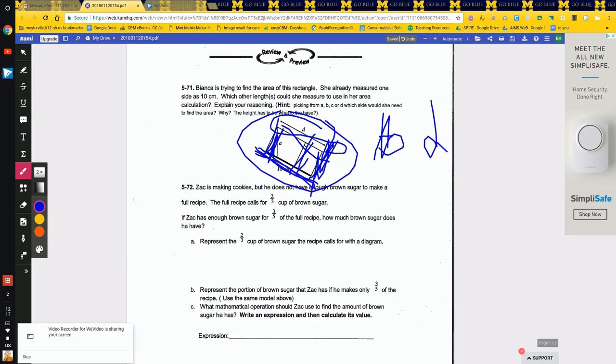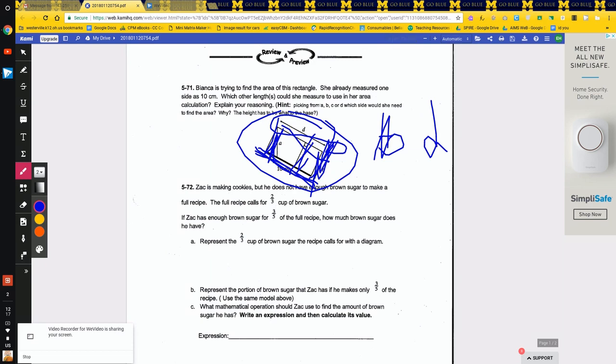Zach is making cookies. We all should be scared. He doesn't have enough brown sugar, though, to make a full recipe. The full recipe calls for 2/3 cups of brown sugar. If Zach has enough brown sugar for 3/5 of the recipe, how much brown sugar does he have?